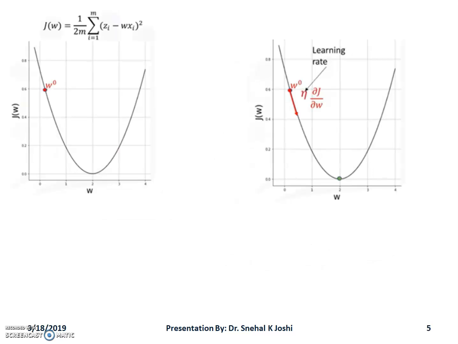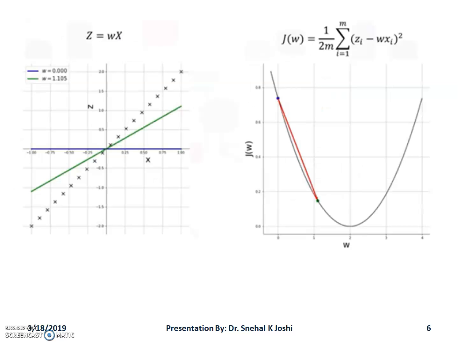Let us understand what gradient descent is. Gradient descent is an iterative optimization algorithm for finding the minimum of a function. Let us understand how the algorithm works. We take some random value for w. For this example, let us take the random value as w equal to 0.2. This will be our start value.